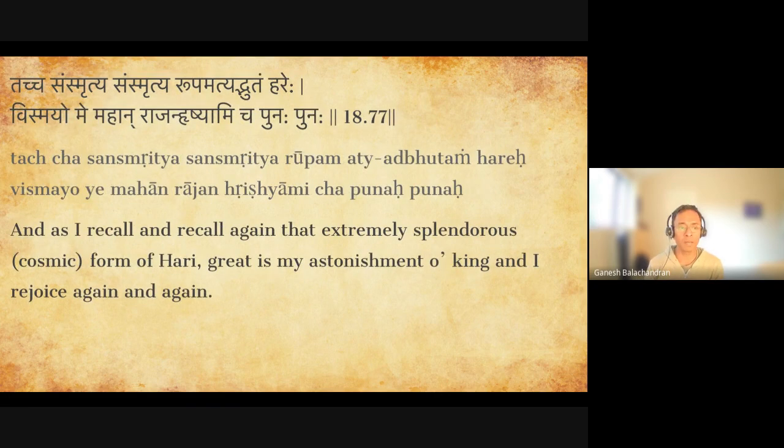"Tacha samsmritya samsmritya rupam atyadbhutam hareh, vismayo me mahan rajan hrishyami cha punah punah." Cha, and moreover, as I recall and recall that extremely splendorous cosmic form of Hari. Rupam Hareh, atyadbhutam rupam. Adbhutam means splendorous, wonderful. Ati adbhutam means extremely splendorous form of Hari. As I recall that extremely splendorous form of Hari, he shows that in the 11th chapter also, right?